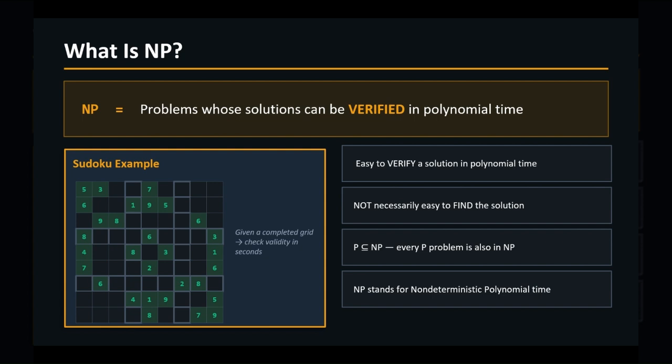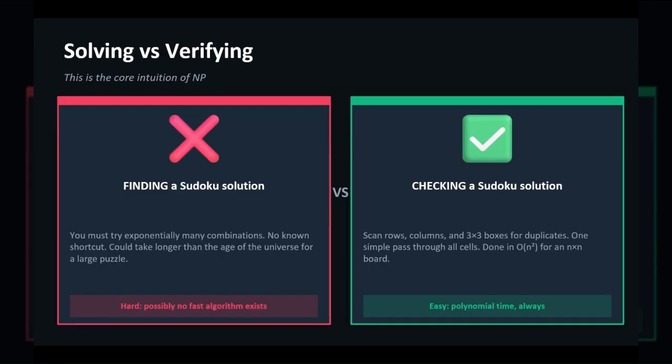Also, note that every problem in P is automatically in NP. If you can solve something efficiently, you can certainly verify a solution efficiently. So P is a subset of NP. Solving versus verifying. The core insight of this slide is the single most important conceptual moment of this tutorial. Everything else builds on this asymmetry.